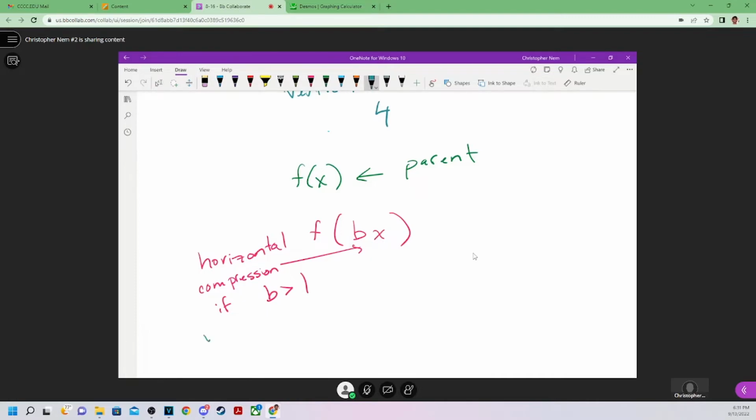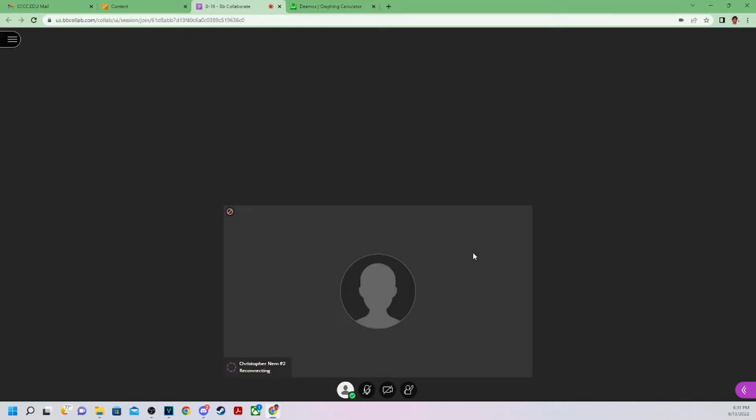So if b is bigger than 1, we have a horizontal compression. And then we say f has a horizontal compression of 1 over b, I'm sorry. Now this has some things we got to talk about.